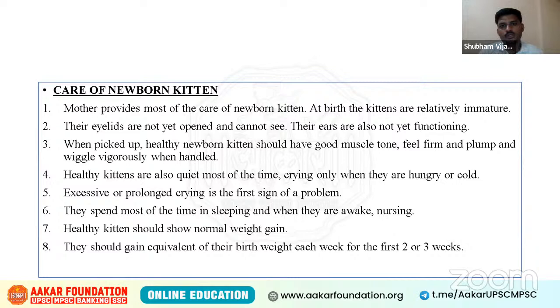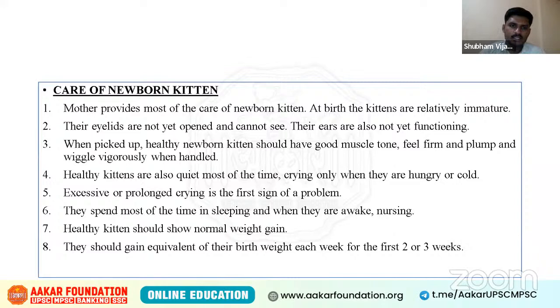At birth, kittens are relatively immature. Their eyelids won't open immediately and they are not able to see. When picked up, a healthy newborn kitten should have good muscle tone, feel firm and plump, and wiggle vigorously when handled. So it's an indication of good condition.